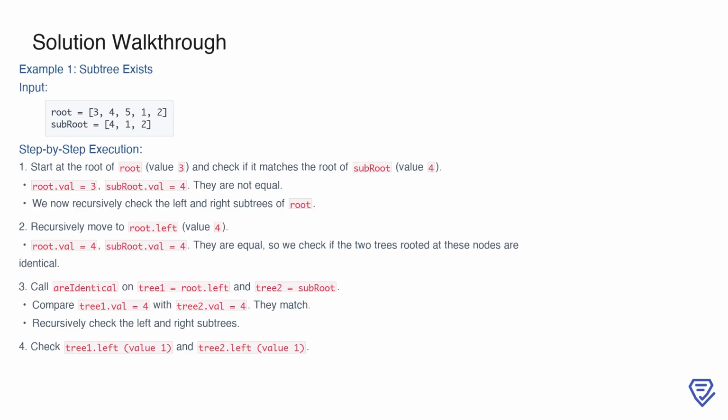Next, we move to the left child of the root, which has a value of 4. This time, the values match, so we need to verify if the two trees rooted at these nodes are identical. To do this, we call the helper function are_identical on tree 1, the subtree starting at root.left, and tree 2, the subroot. The root values of both trees are 4, so we then compare their left and right subtrees.